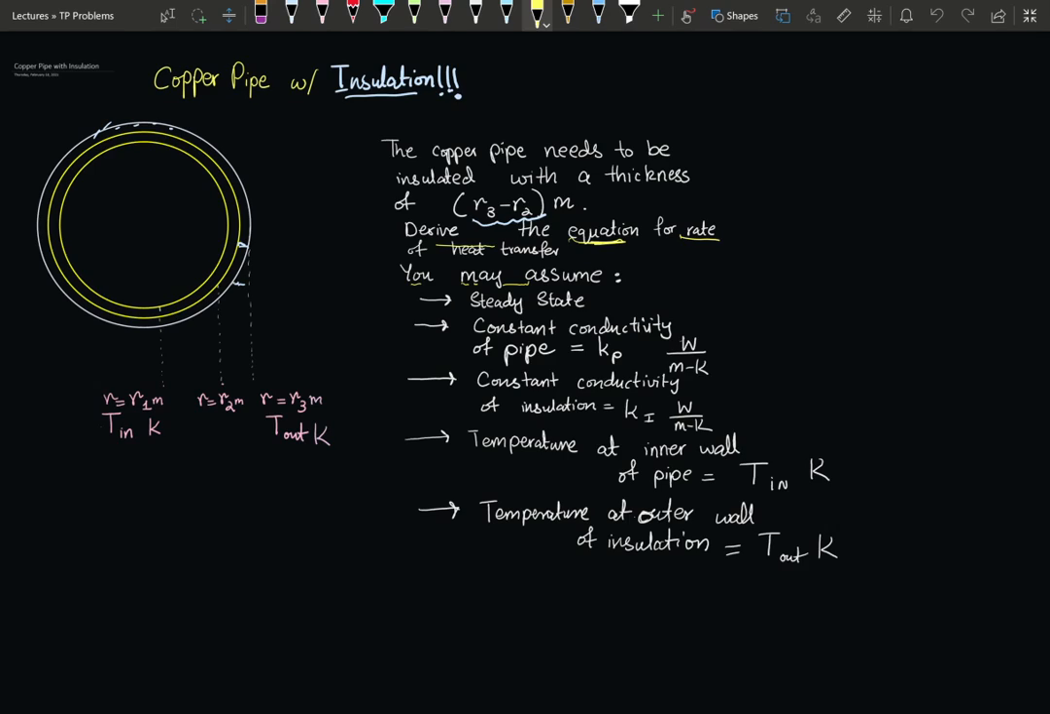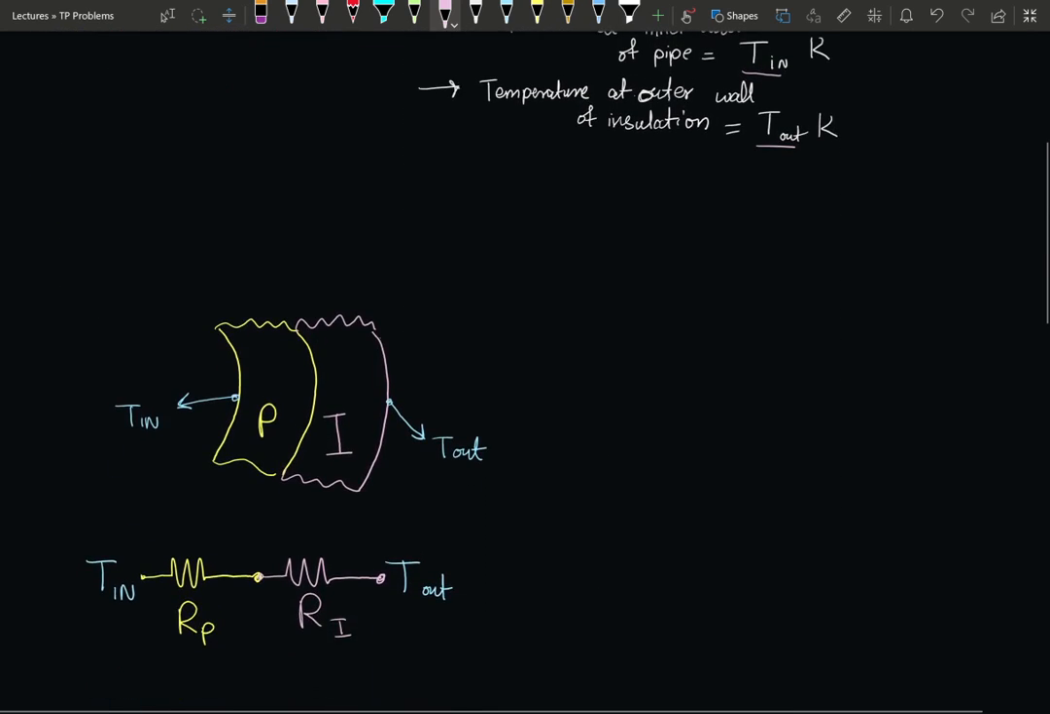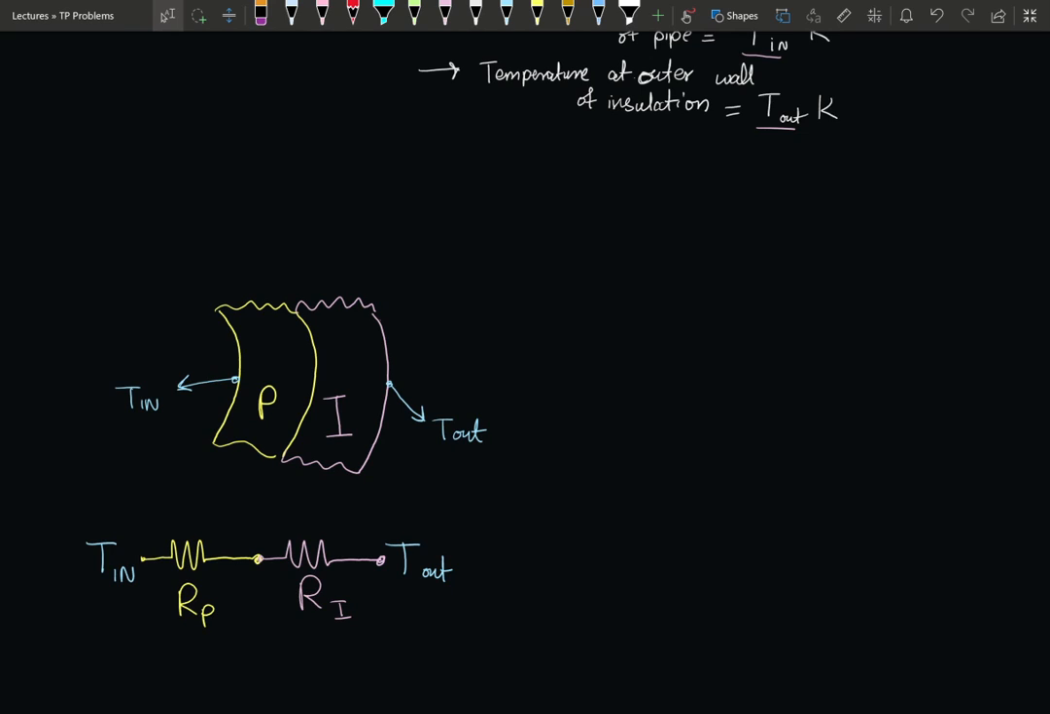Now you may assume steady state, constant conductivity of the pipe, and constant conductivity of insulation. And we've been given the temperature at the inner wall and the temperature at the outer wall, so hopefully that's going to make our analysis a little simpler. Let's start off. Again, this is a section of the pipe. At the inner wall we have T_in, the inner temperature, and at the outside of the insulation, we have the outer temperature.